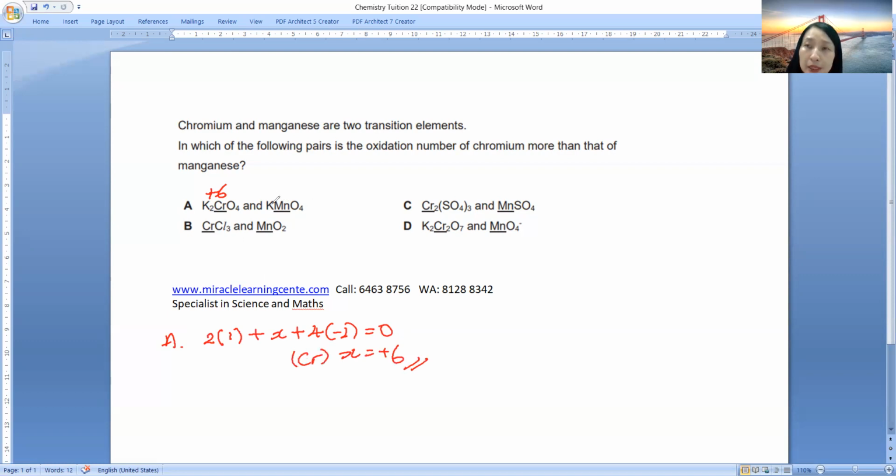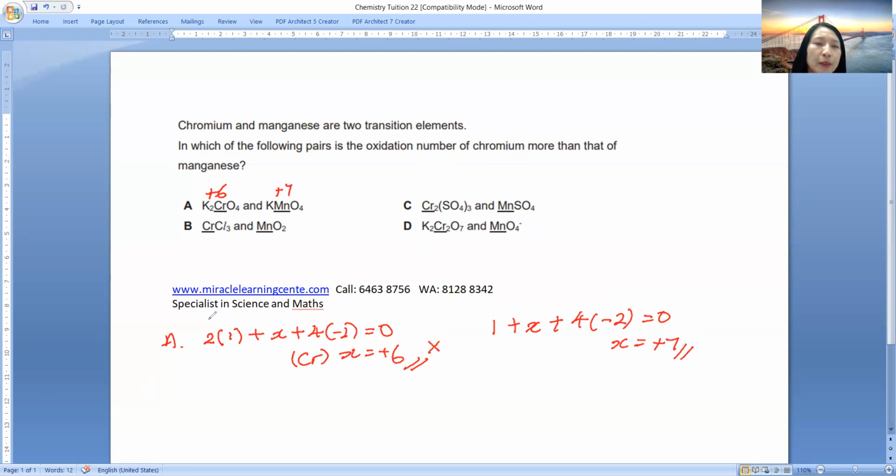And potassium permanganate(VII). So this is actually +7. If you're not sure, you can also calculate it out. So you have 1 plus, you let manganese be X, plus oxygen is -2, so it's equal to 0. So from here, you get X equals +7. They want the chromium to be more, but this is actually less. So this is not correct.